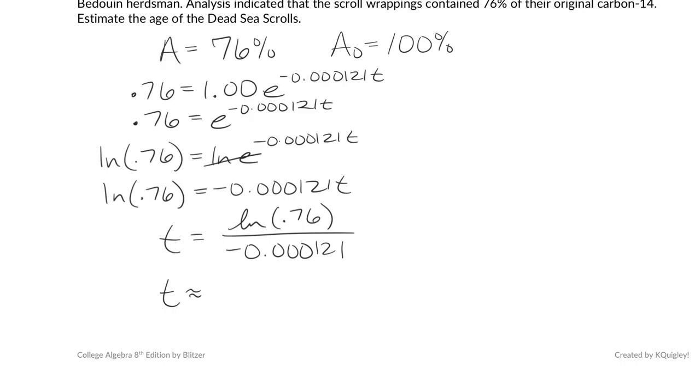Which we should get 2,268.073. I guess I didn't write down a fourth decimal. What's the fourth decimal? 1? Thank you. Which means in 1947, when these jars were found, they carbon dated them and found that the scrolls were 2,268 years old. As a little bonus question, how old would these jars be today? How old would the scrolls be today?